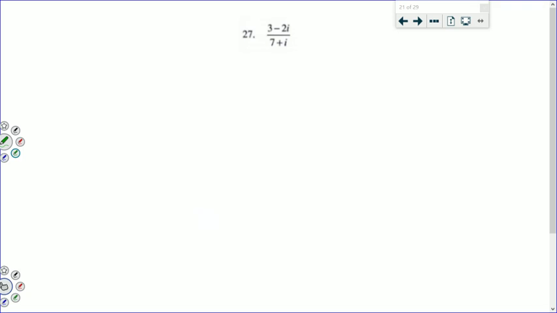So here we have division. In order to divide 3 minus 2i over 7 plus i, we need to multiply the top and the bottom by the complex conjugate of the bottom. The complex conjugate is identical to the number itself, except for the sign in the middle, it changes. So the complex conjugate of 7 plus i is 7 minus i. We multiply the top and bottom by that 7 minus i. Okay? So the reason that we use that complex conjugate is because it makes our denominator nice.